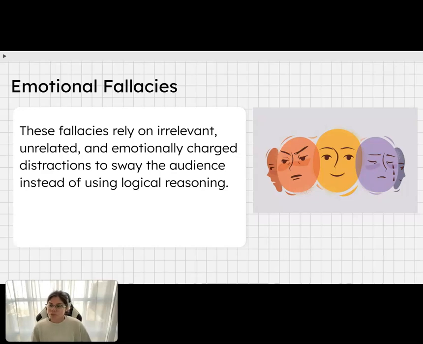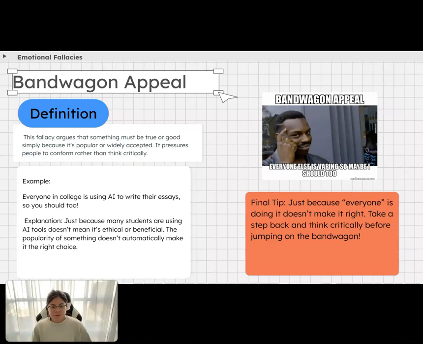Next, we have emotional fallacies. Not all fallacies rely on logic. Some play on our emotions, which is quite powerful. Emotional fallacies use fear, pity, and outrage to manipulate their audience instead of using actual reasoning. So let's go ahead and check out the first one.